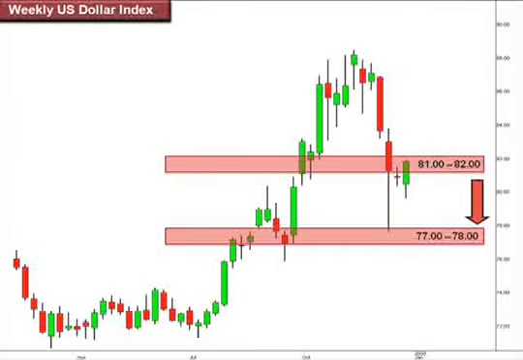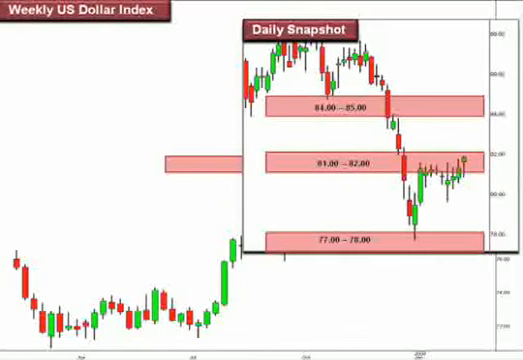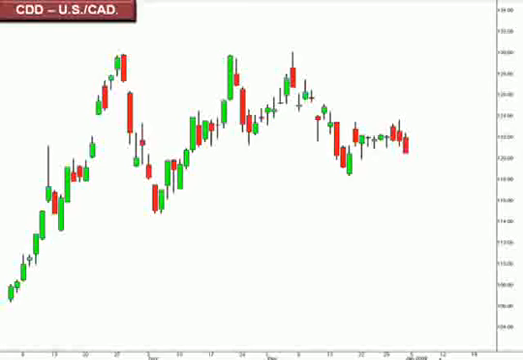Further weakening will give way to another test of that 77-78 focal zone. A quick look at a daily snapshot reveals the extent of the consolidation that has taken place over the last 2 weeks. However, Friday's higher close supports the probability of a test up into that 84-85 box. With that in mind, let's take a look at our ISE FX options pair values, first of which the CDD, the US versus the Canadian dollar.